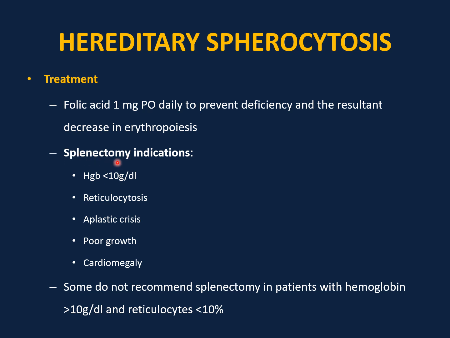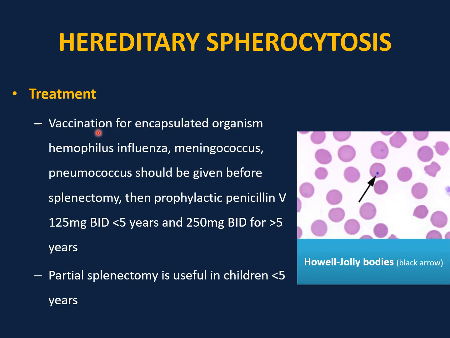So indication for splenectomy: if the hemoglobin is less than 10, which means severe anemia, severe reticulocytosis, aplastic crisis, poor growth, cardiomegaly. Some experts do not recommend splenectomy in patients with hemoglobin more than 10 and reticulocytes less than 10%. If you decide to remove the spleen, the patient has to receive vaccination for encapsulated organisms, Haemophilus influenzae, meningococcus, and pneumococcus, and this should be given before splenectomy.